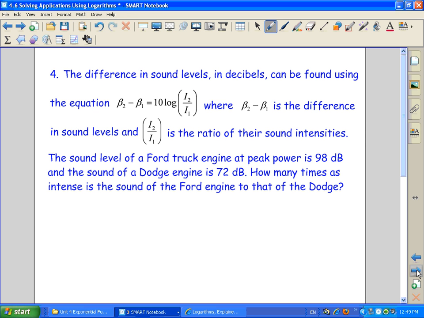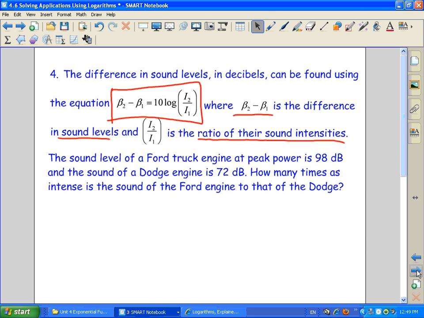Okay, the difference in sound levels in decibels can be found using the equation, and these are just letters to represent variables. So this is beta 2 subtract beta 1 equals 10 log I2 divided by I1, where beta 2 subtract beta 1 is the difference in sound levels. So sound level is the beta, and I2 over I1 is the ratio of their sound intensities. So that's what the I stands for.